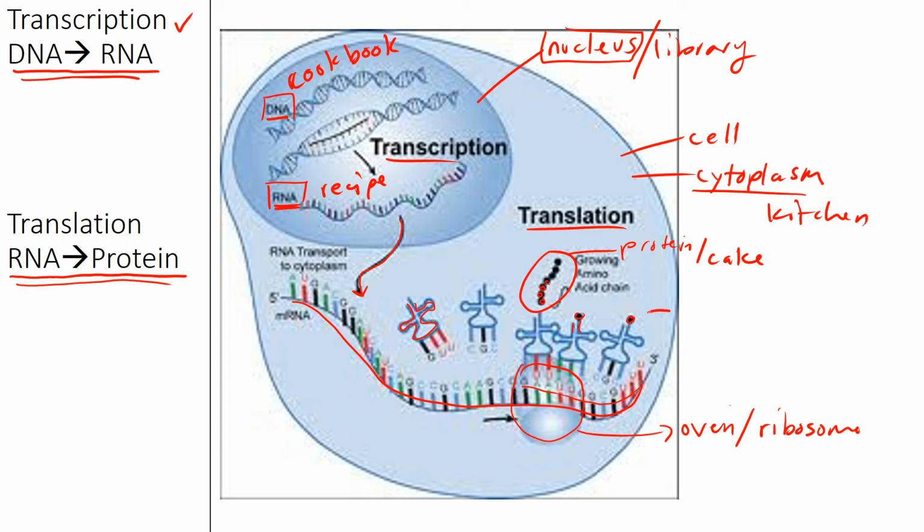These individual little pieces right here that we use to make the cake, these are amino acids. Amino acids, that's two words, sorry. Amino acids make up proteins, so those amino acids are our ingredients. Okay, it's a beautiful analogy. Works perfectly. All right, let's keep moving.